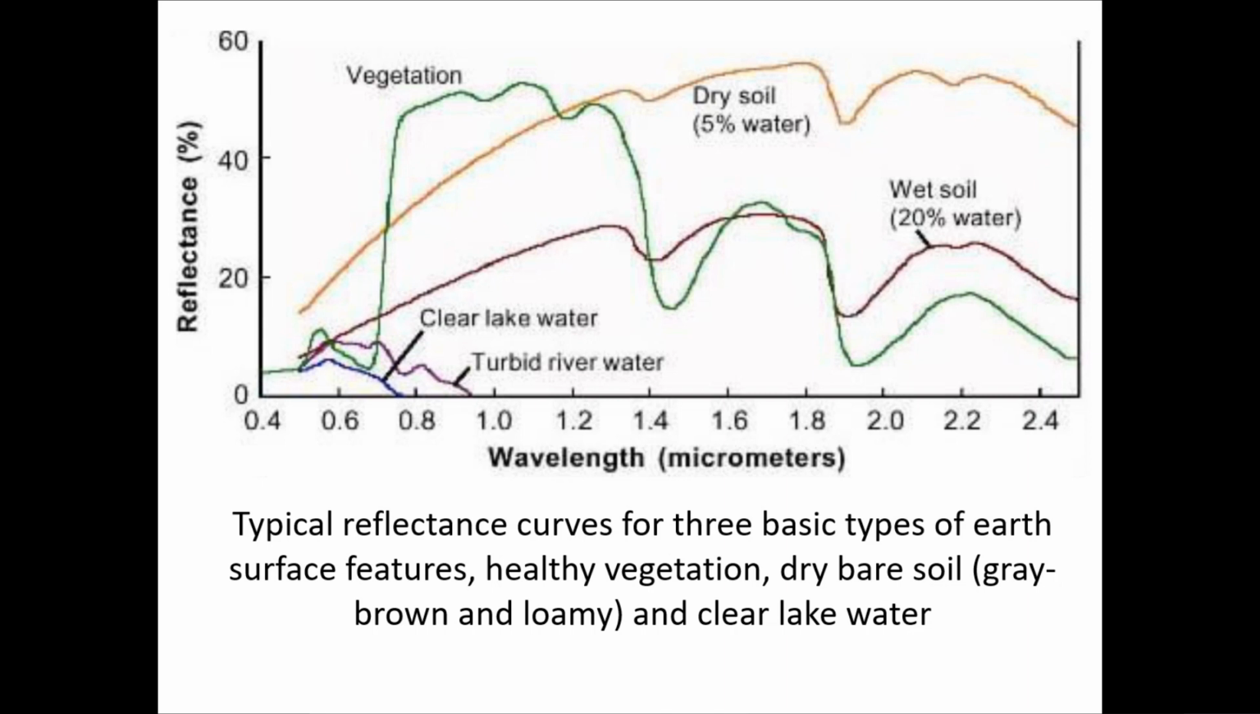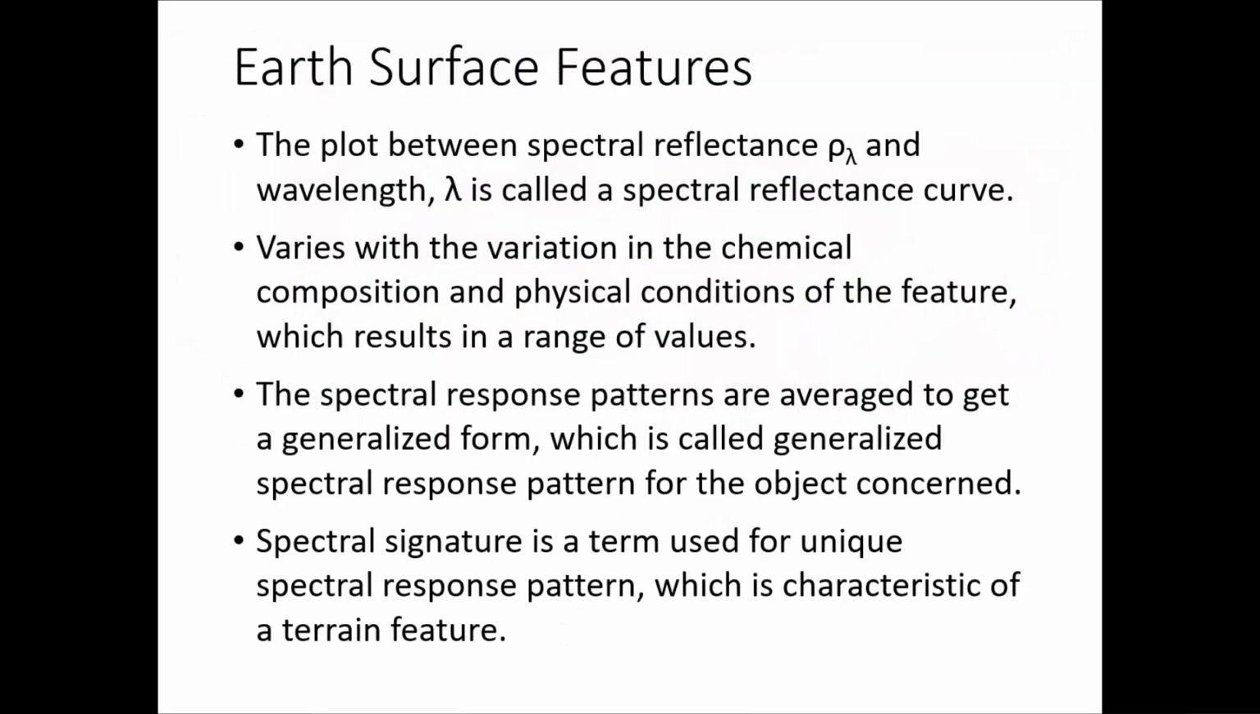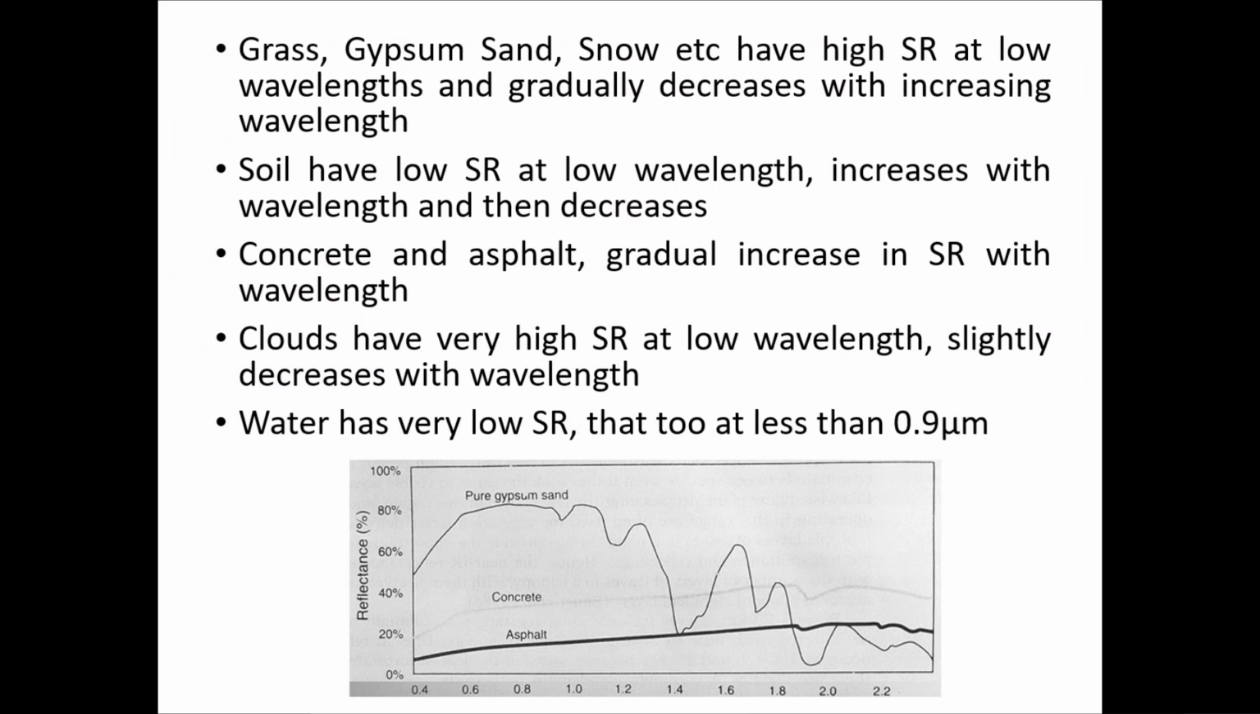So for different specific terrain features, the spectral reflectance pattern will be unique for that particular feature. So that unique spectral reflectance pattern is called the spectral signature. So yesterday we saw the spectral signature for different species of plants, right? So these lines are the generalized pattern, so that we can discuss how this general pattern or variation of spectral reflectance is. All right. So here you have another generalized spectral reflectance pattern.